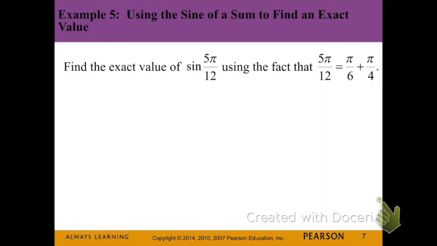Example 5, now we're going to use our sum and difference formula with radians. So we have sine of 5 pi over 12, and we're given the fact that 5 pi over 12 is equal to pi over 6 plus pi over 4. So we're going to use our sine sum formula. And we're going to use pi over 6 for u and pi over 4 for v. So let's plug those in.